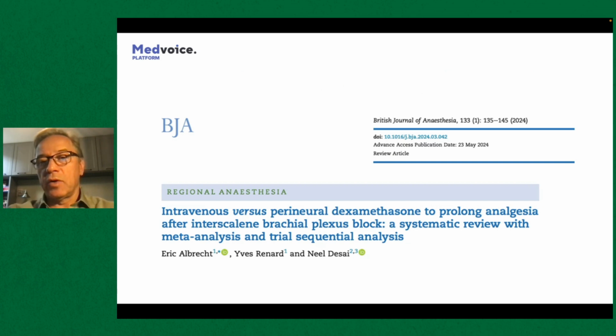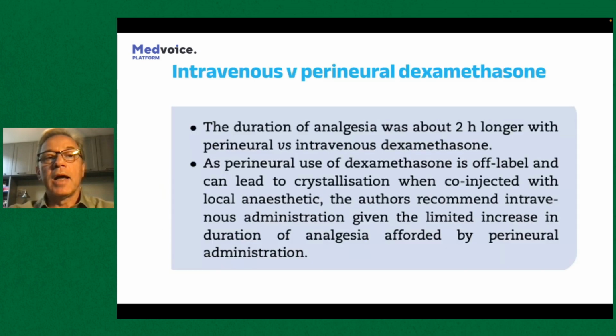The more recent review, which was just published in May 2024 by Professor Eric Albrecht from Switzerland, compared intravenous versus perineural dexamethasone in order to assess which one prolongs analgesia after interscalene brachial plexus block. Again, they've done systematic review with meta-analysis. And what they found is that the duration of analgesia was 2 hours longer with perineural versus intravenous dexamethasone. So if you added perineural, yes, it does work longer compared to intravenous.